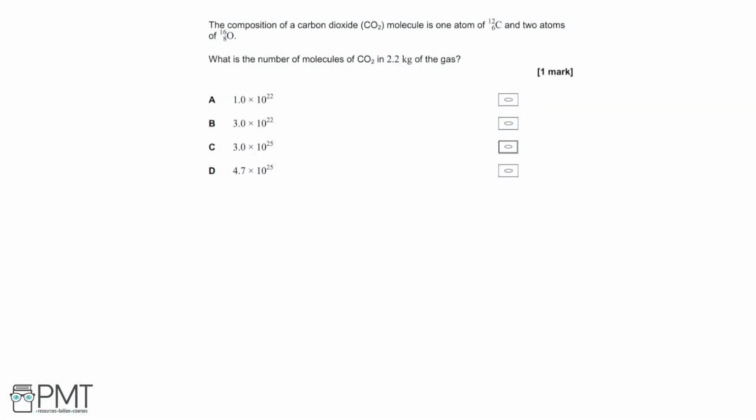This question is about converting the mass of a total substance into the number of molecules that are contained within that substance. The question says, the composition of a carbon dioxide molecule is 1 atom of 12 carbon and 2 atoms of 16 oxygen. What is the number of molecules of CO2 in 2.2 kilograms of the gas?